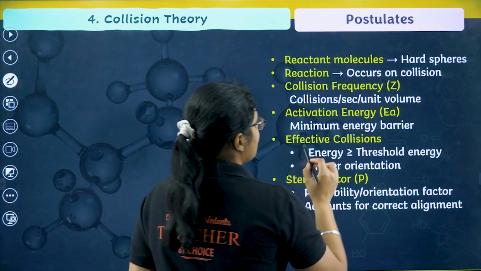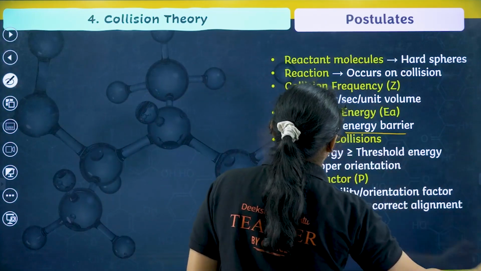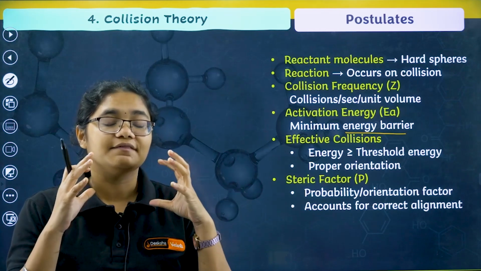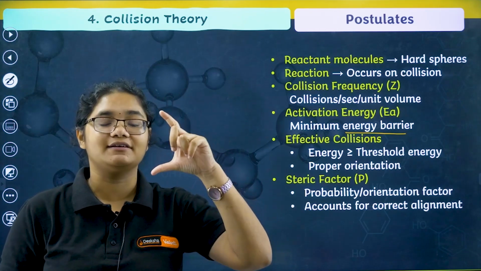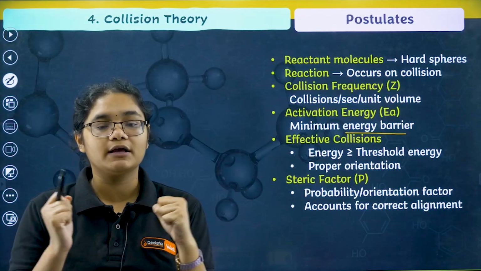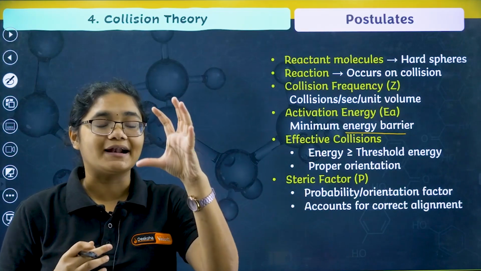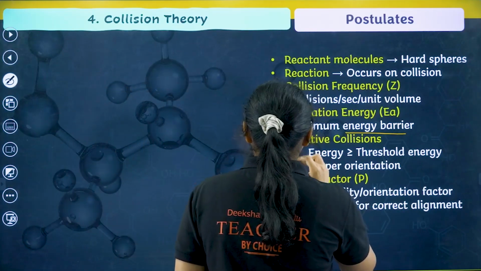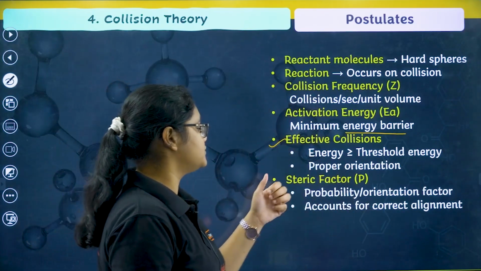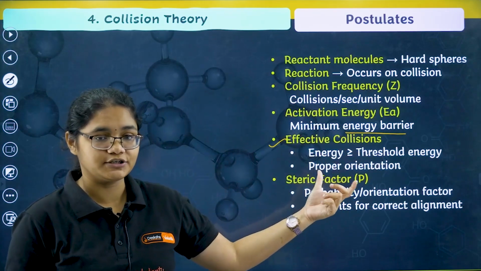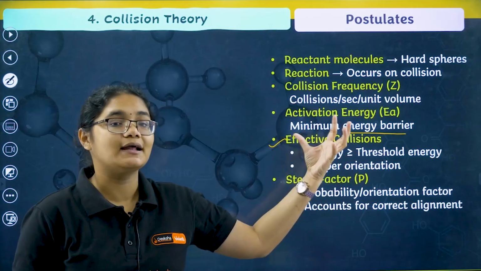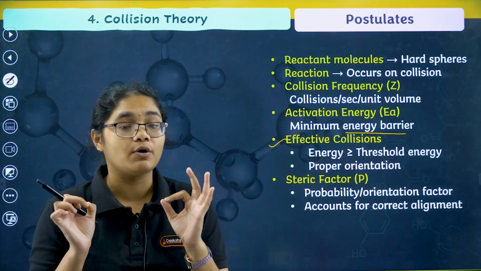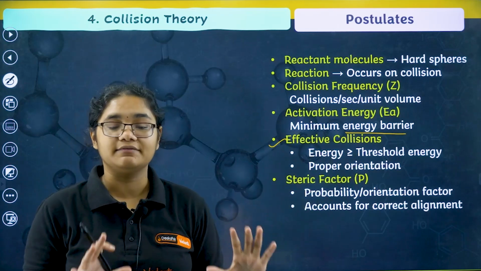Next, activation energy is the minimum energy barrier. Whenever two molecules are reacting, they must cross the minimum activation energy barrier. This means when they collide, they should gain at least the activation energy after collision. Then there is another term, effective collision. For effective collisions, the collision energy should be greater than the threshold energy, and the reactant molecules must collide in a proper orientation. Both of these factors are very, very important.